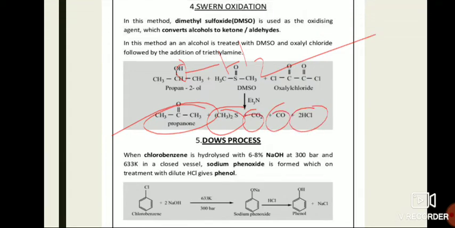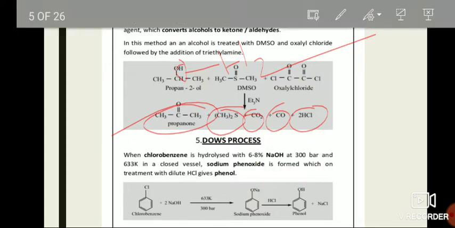Next one, Dow's process. Same process. Na plus and O minus and H plus. Cl goes to HCl and NaO attacks this place to form ONa, and extra HCl is added, NaCl is removed and H is added. Therefore phenol is formed.